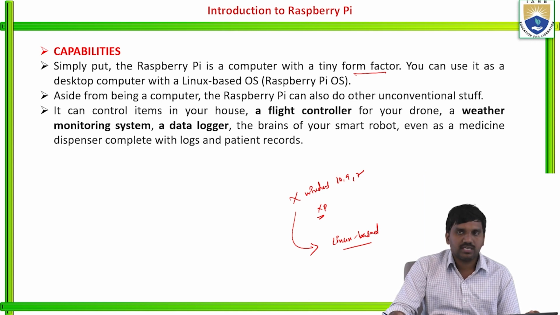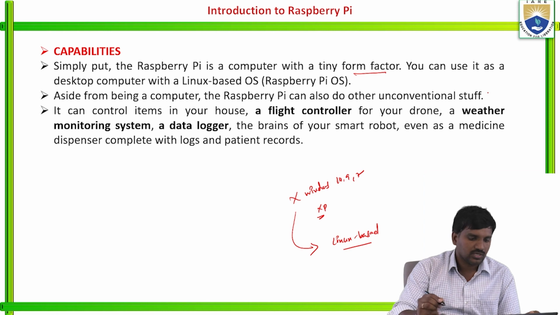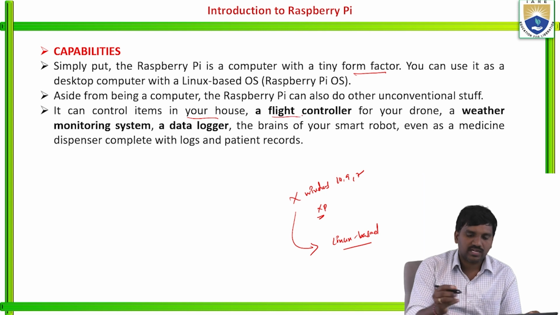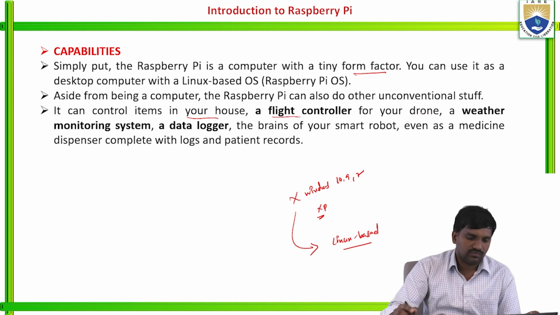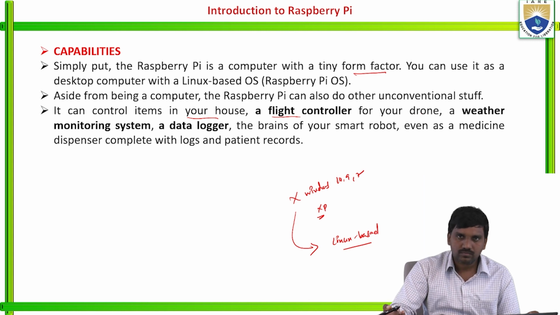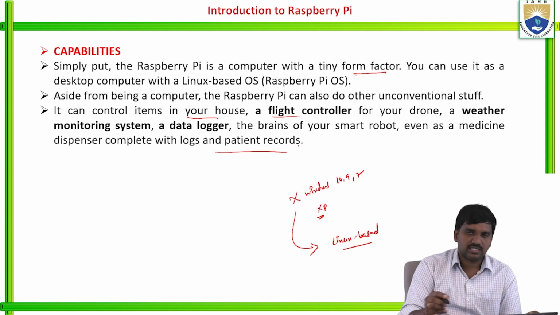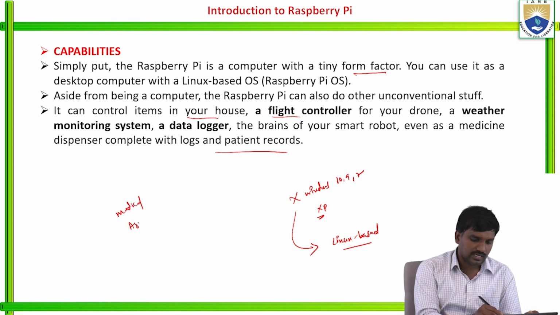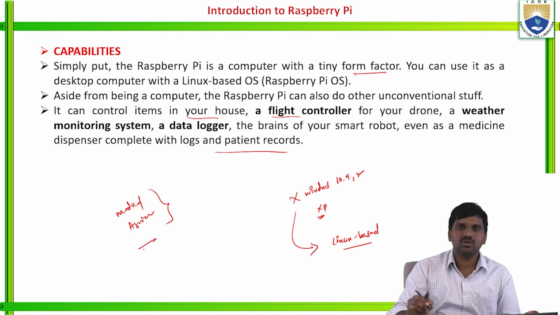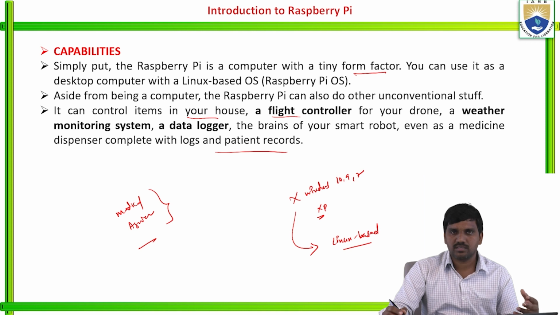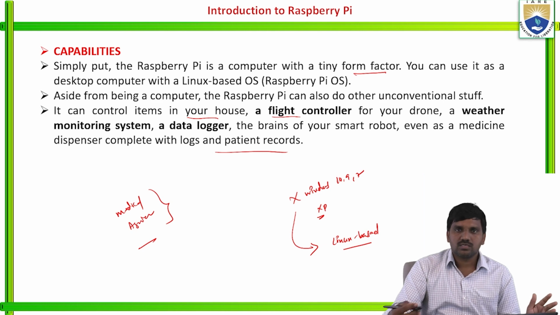Aside from being a computer, the Raspberry Pi can do other conventional things. It has the capability to control features in your home. It can be used for flight control of your drone, a weather monitoring system with a remote system, a data logger, the brain of your smart robot, even a medicine dispenser complete with a log and patient record. Almost every department, the medical department, the agriculture department, whatever departments are available, can make maximum use of Raspberry Pi. So these are some capabilities of Raspberry Pi.